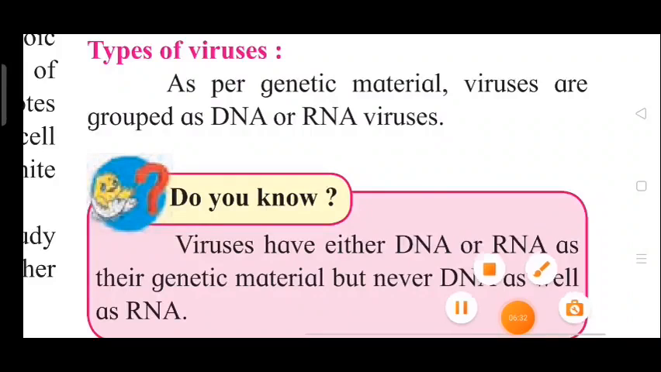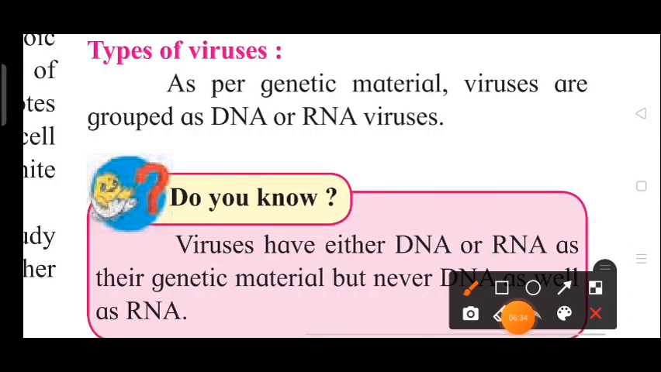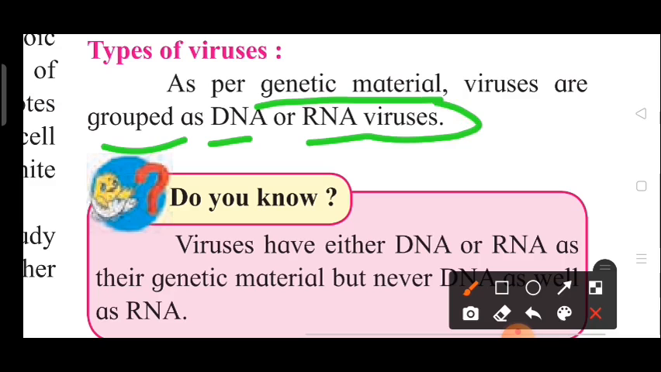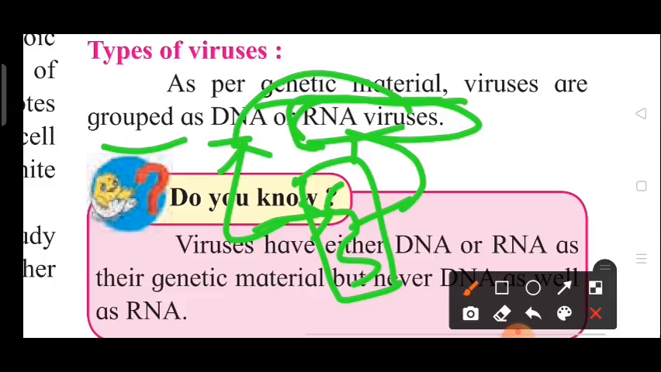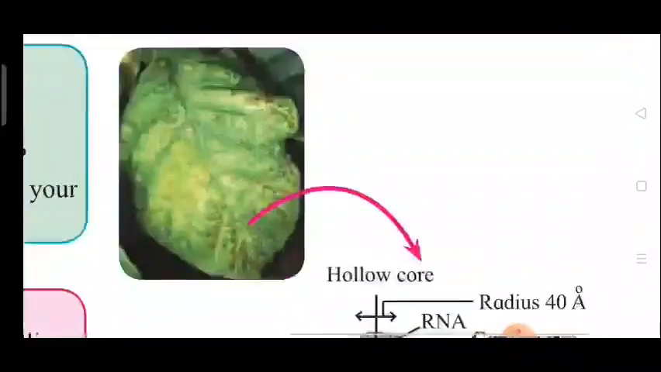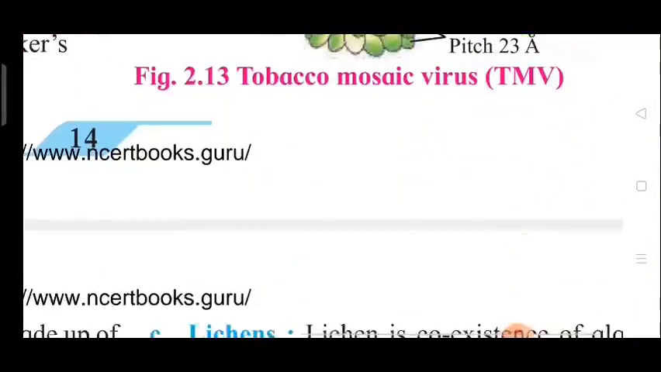Now, types of viruses. Based on the genetic material, viruses are grouped as DNA or RNA viruses. If the virus has RNA as its genetic material, then this virus is called an RNA virus. If DNA is present inside the capsid, then it is called a DNA virus. In this way, there are two types of viruses.